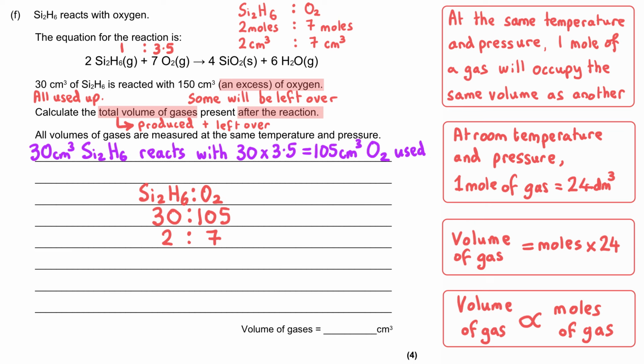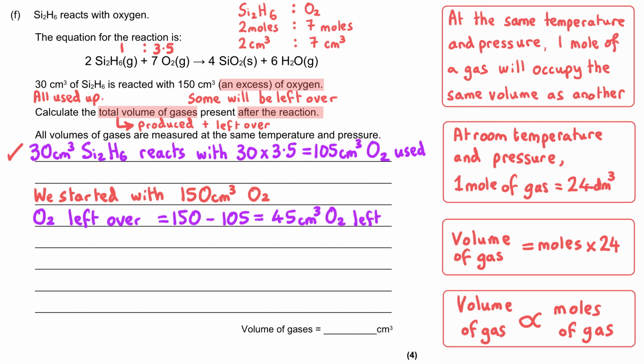105 cm cubed of oxygen are used up, and this will get us our first mark, but some of our oxygen will be left over, and we can work out the volume that will be left over by subtracting 105 away from that starting volume of 150, and this means 45 cm cubed of oxygen will be left at the end of the reaction, and this gets us our second mark.